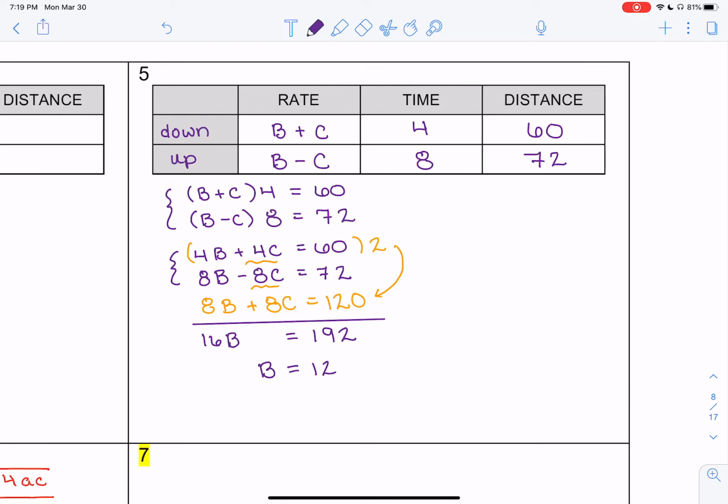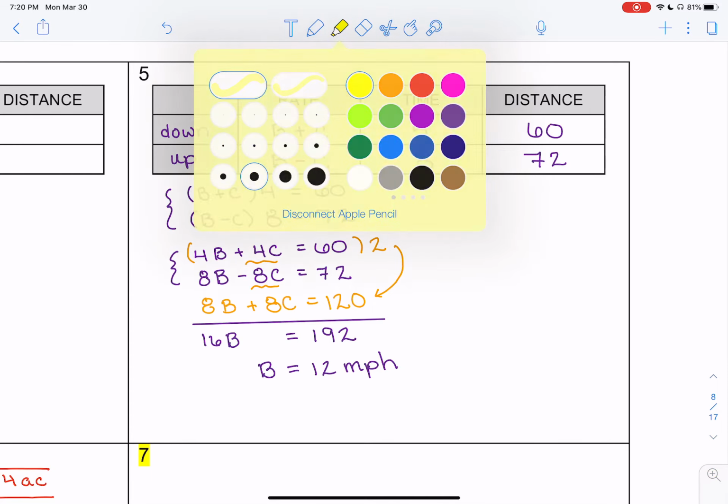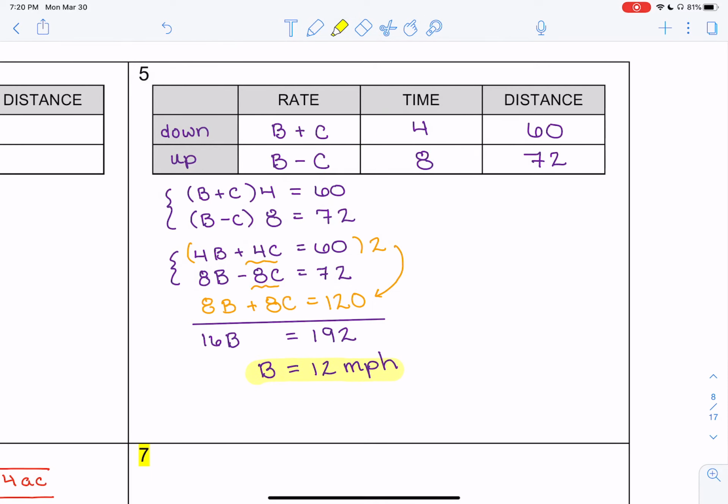Going back to refer to my question, it's asking for the boat speed, which is this, and we're using miles per hour. Okay, so I can fill that in. But I do also have to go back and find the current. So I'm going to use probably the very first equation that I created and plug in. My boat is 12. And I need to figure out what my current is.